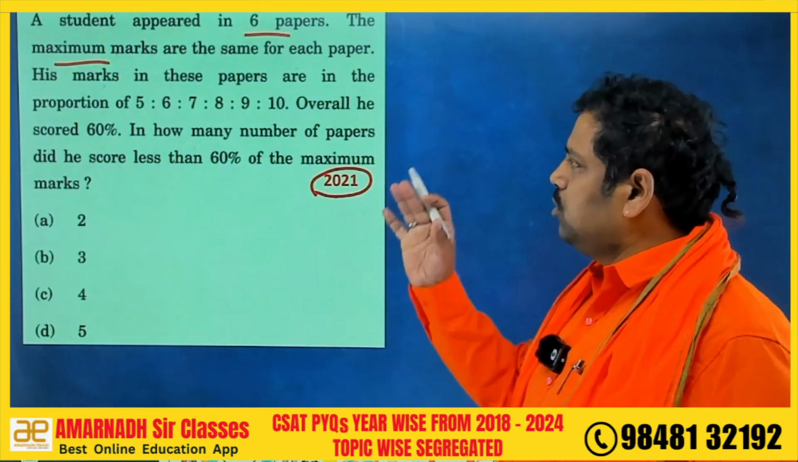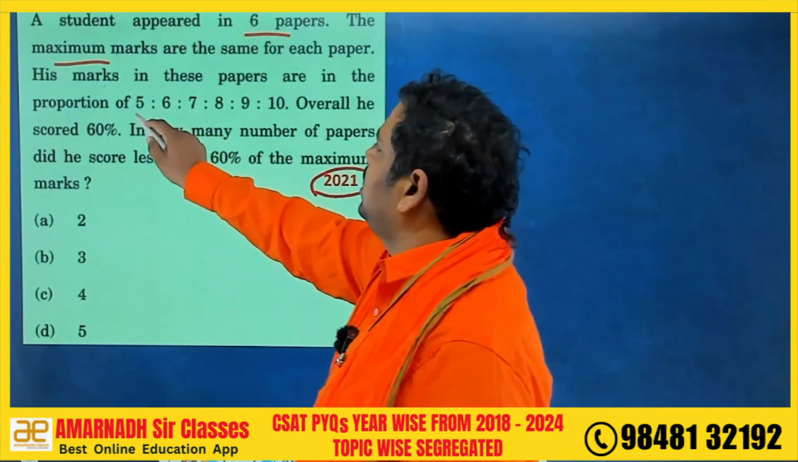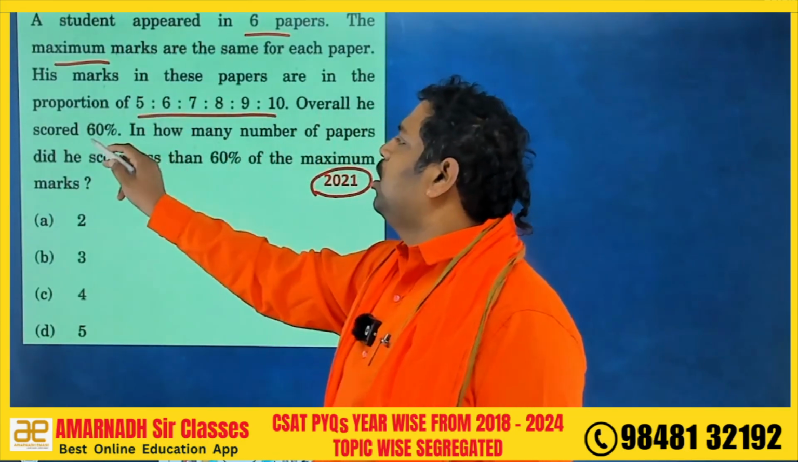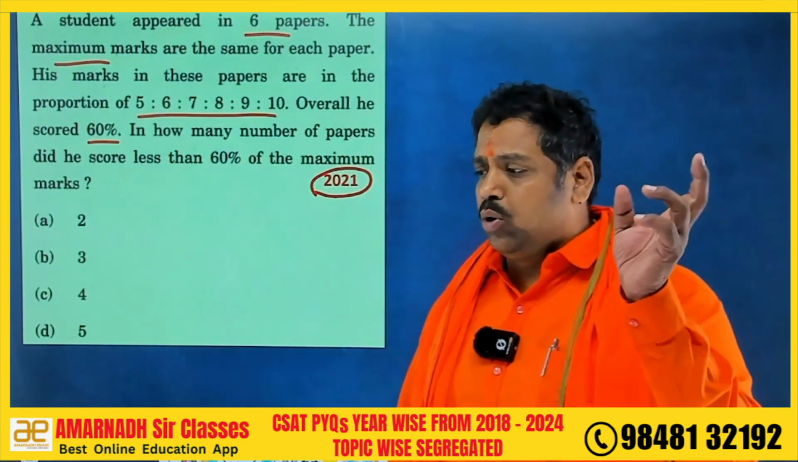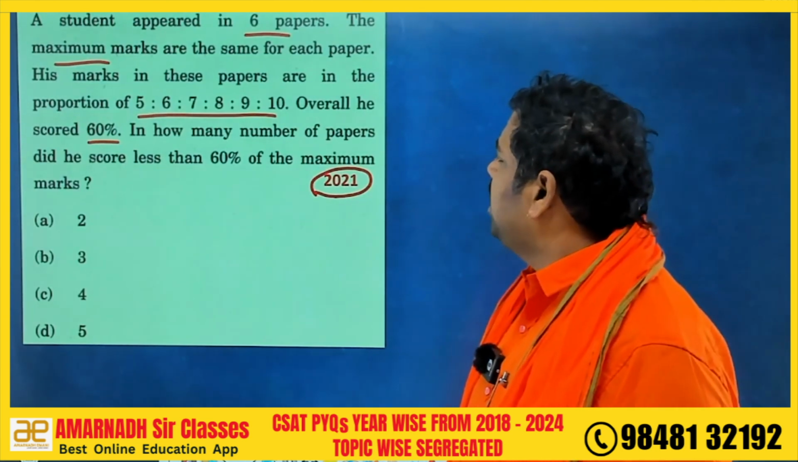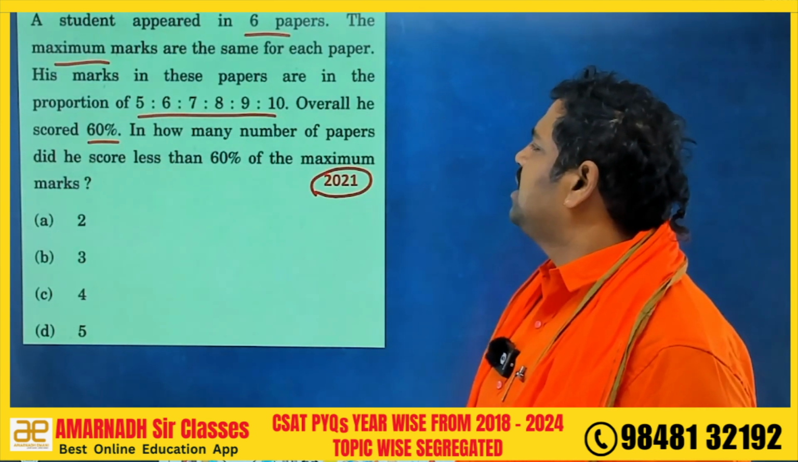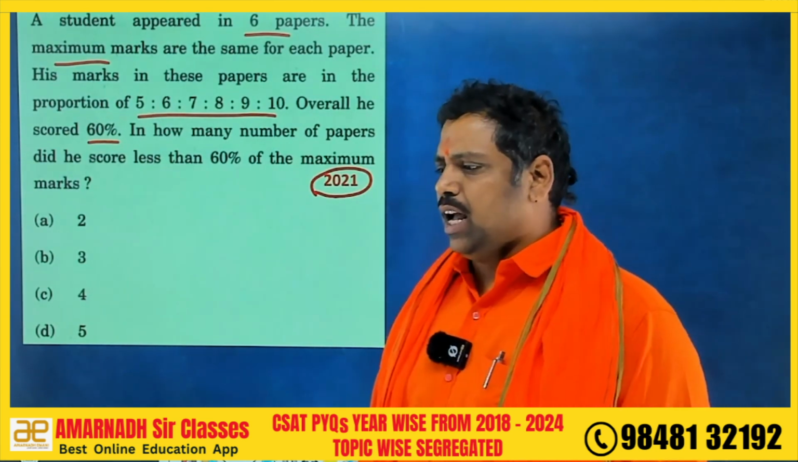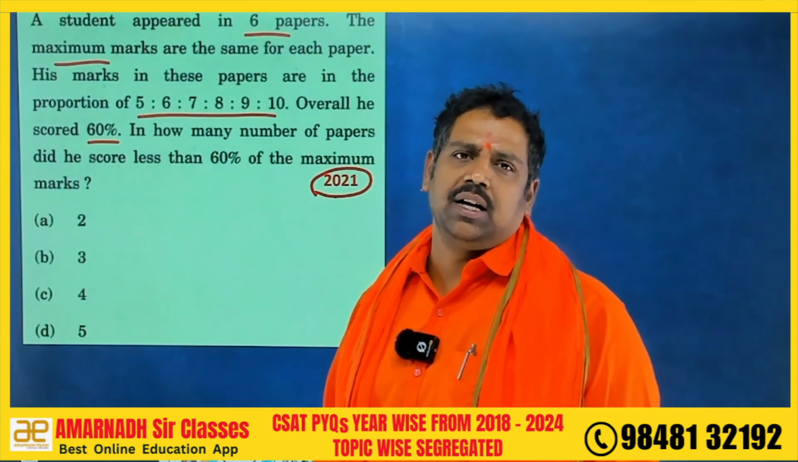So he got these many marks in the ratio. And overall, he got 60%. Overall means in the total score, he got 60%. In how many subjects, in how many number of papers did he score less than 60% of the maximum marks? In how many subjects he is asking? Less than 60%. Right.